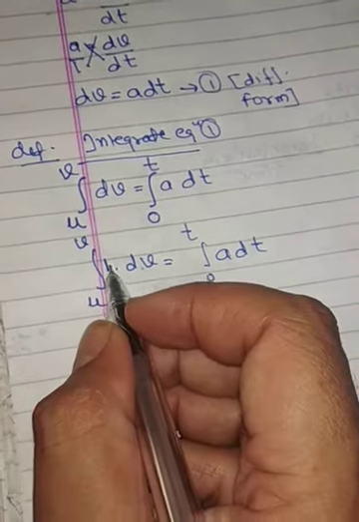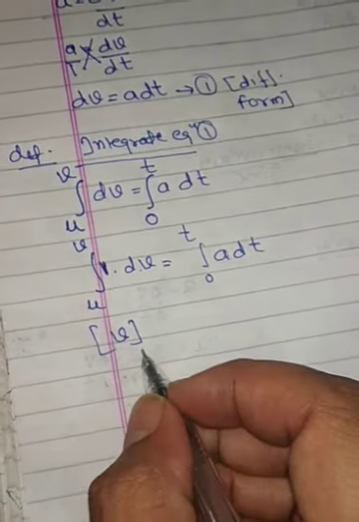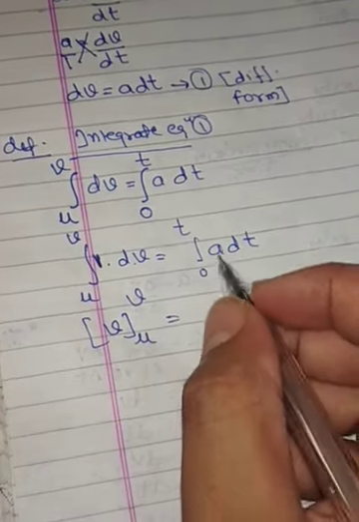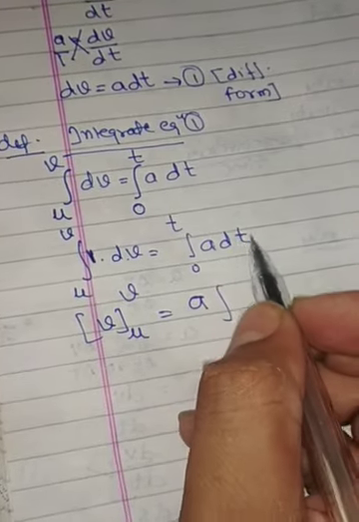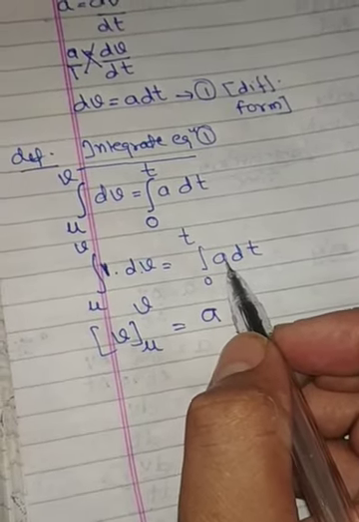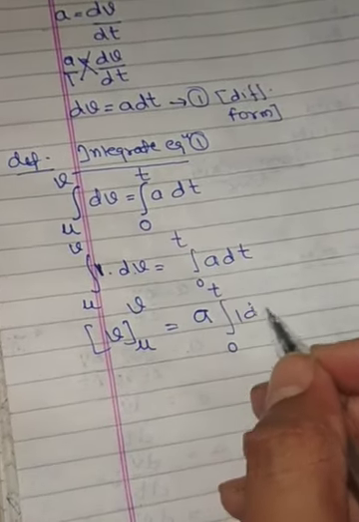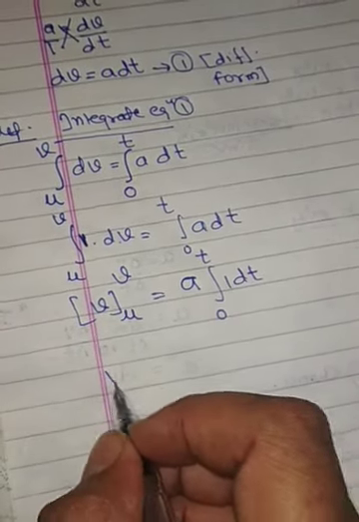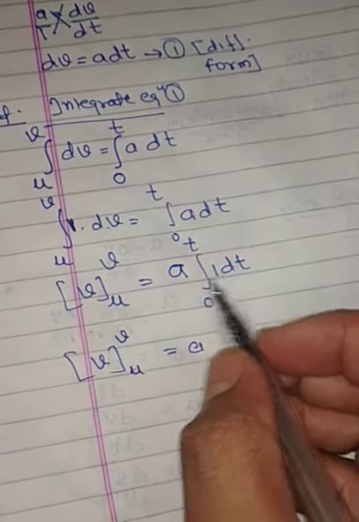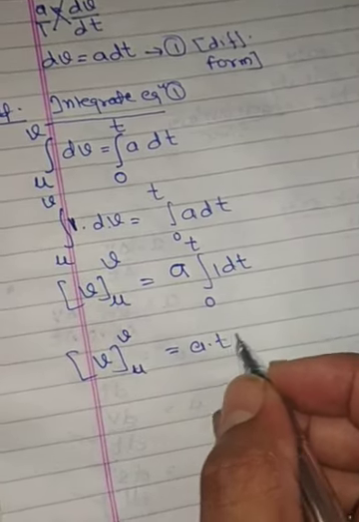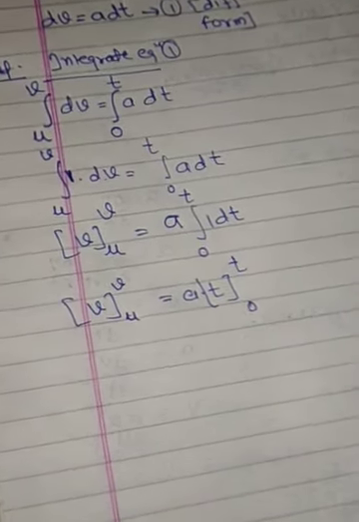So the integration of 1 with respect to v gives v, and we can write this as starting from u to v. Same thing here: a will come out, since a is constant and t is variable. This a will come out because it is a constant number, and nothing will happen with it. So we can write the integral of 1 dt. Okay? So we can say v, from u to v, is equal to a times the integration of 1 dt, which gives t, from 0 to t.